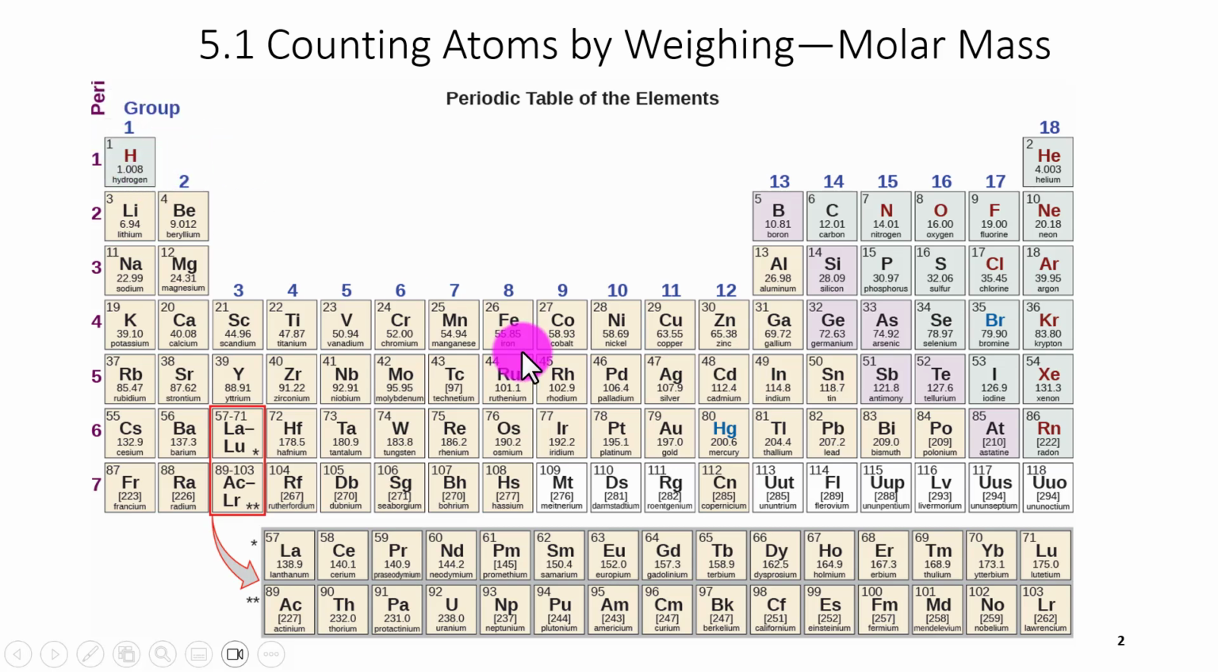So if I'm looking at hydrogen versus iron here, let's back up and talk about 1 atom. 1 atom of hydrogen weighs 1.008 atomic mass units. 1 atom of iron weighs 55.85 atomic mass units. And that is because iron has at least 26 protons and many, many more neutrons, whereas hydrogen has only 1 proton and no neutrons. So therefore, 1 atom of iron weighs a lot more than 1 atom of hydrogen.